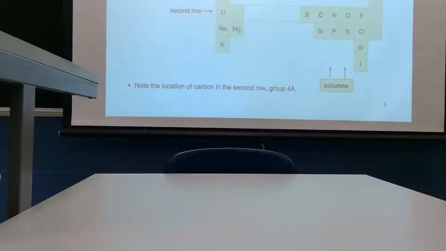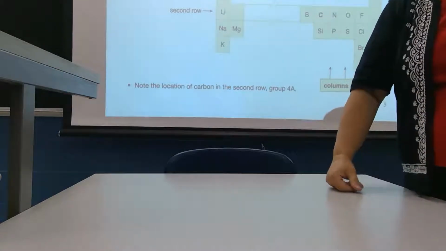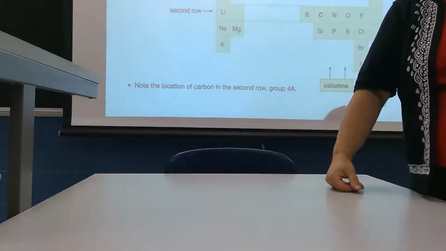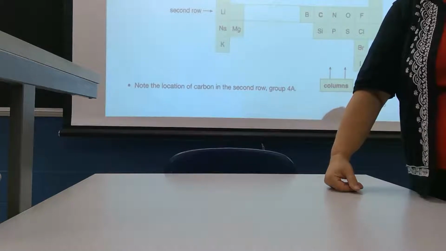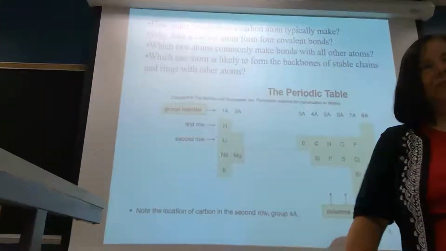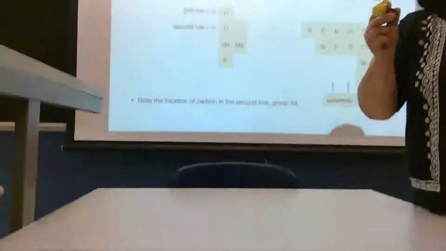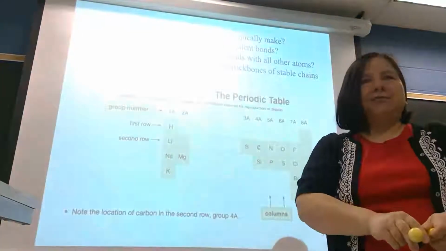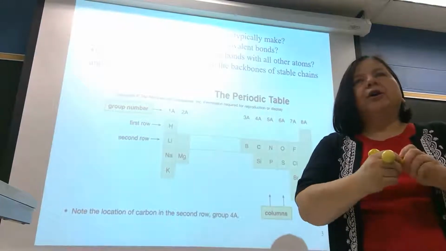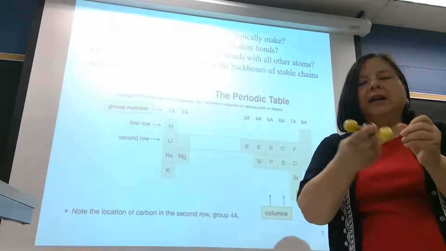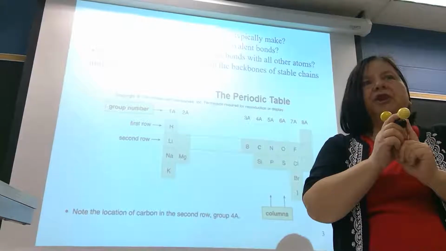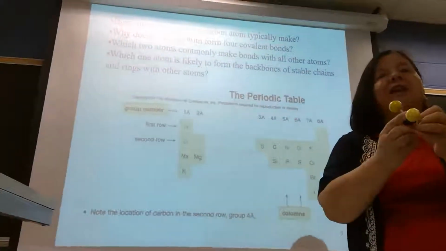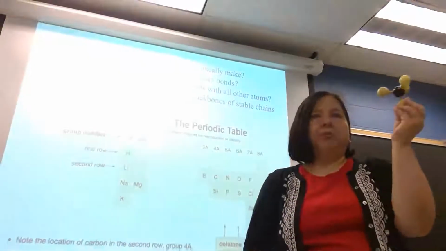Now, you already know this, how many bonds will carbon make? 4. And remember, you can have less, but never more. I can remove a hydrogen, still carbon. I can remove another one, still carbon. I can have a negative charge or positive charge on carbon, but I can never ever have more than 4 bonds to carbon.